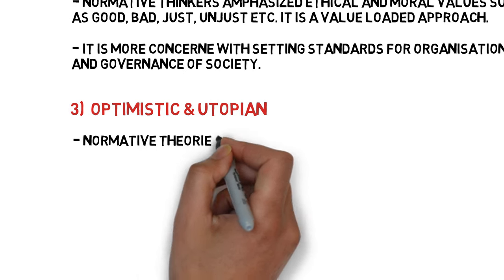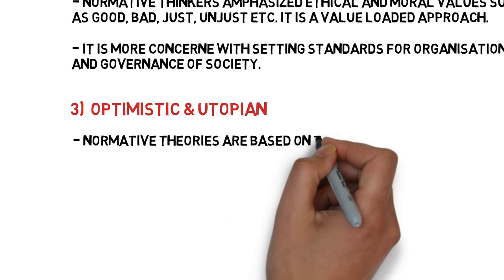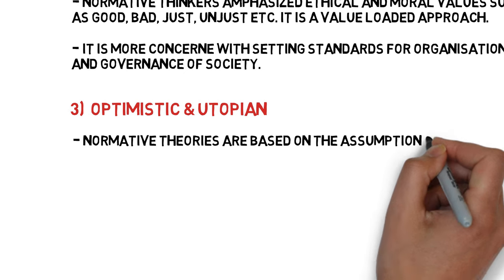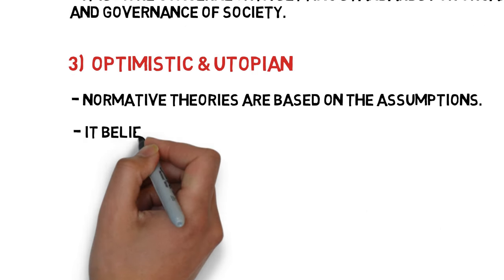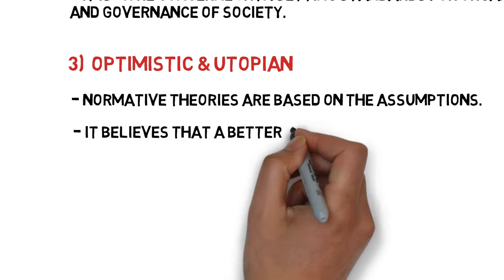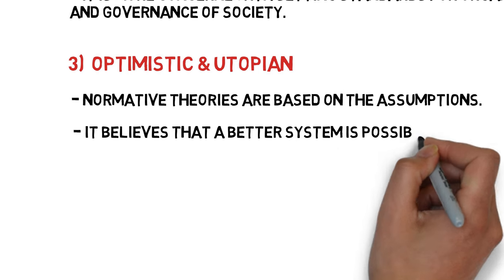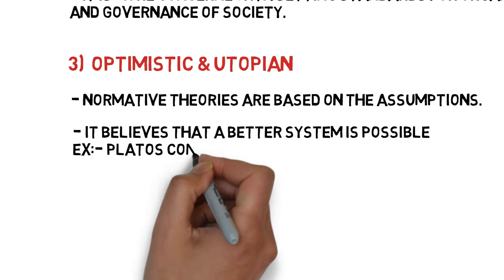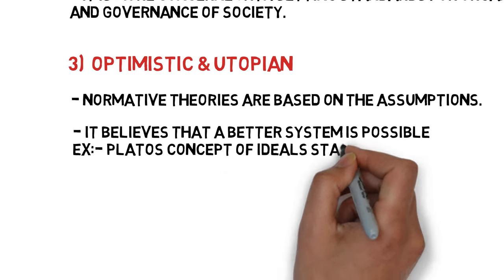Normative theories are based on assumptions. It believes that a better system is possible. Example, Plato's concept of an ideal state.